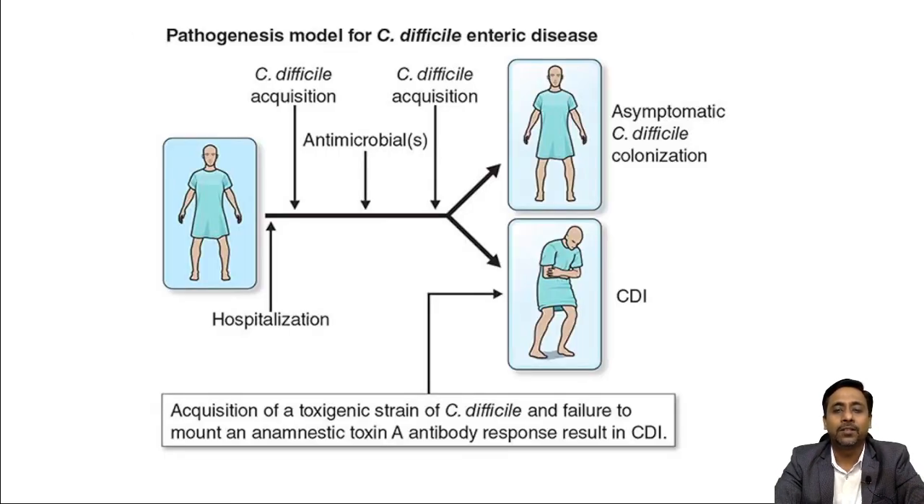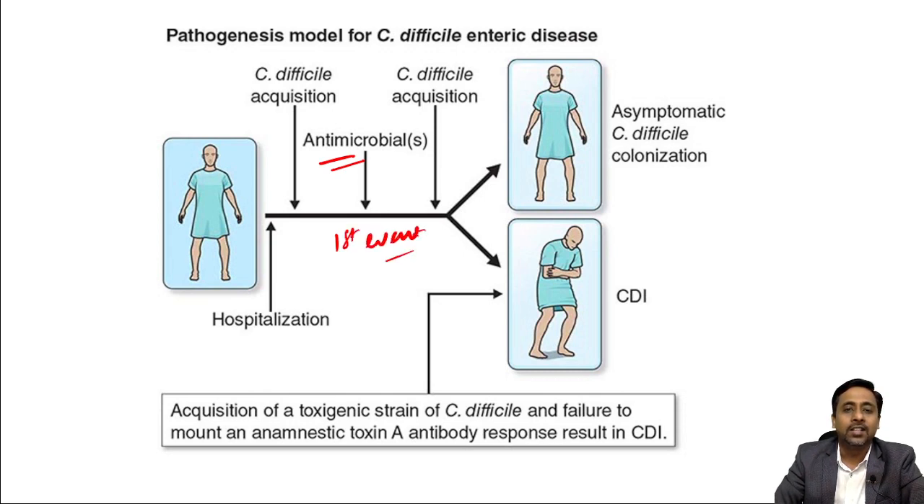So this Clostridium difficile, the stages for the development of this infection is of 3 stages or 3 events. The first event is exposure to antimicrobial. So this is the first event in development of CDI. The second event is acquisition of toxigenic Clostridium difficile. This is the second event.